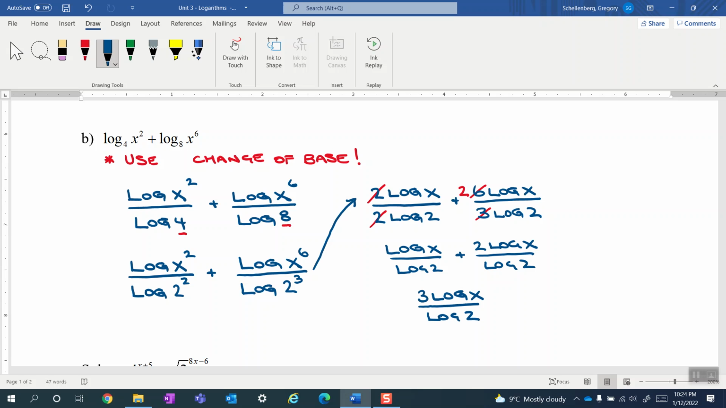And so we could leave it like that, or we could use change of base in reverse, and we could rewrite this as 3 times log base 2 of x, or we could write it as log base 2 of x cubed. So all 3 of those expressions are equivalent to one another, and I would accept all of them for full marks.